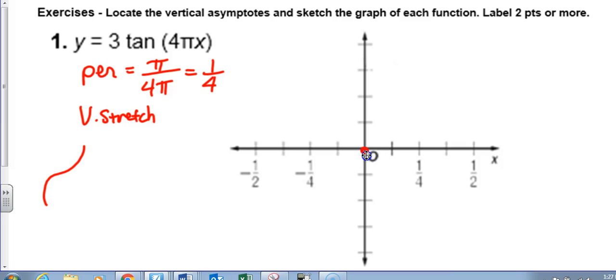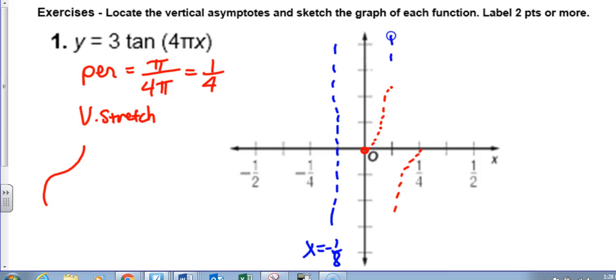No pi's on this graph. It's doing this, right? No, that's when it finishes its cycle at 1/4. Where's the asymptote halfway there? 1/8. So there are asymptotes at x equals negative 1/8 and x equals positive 1/8.